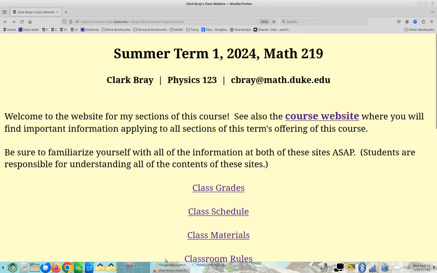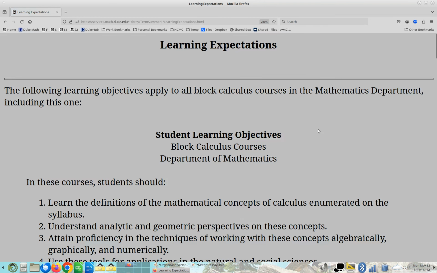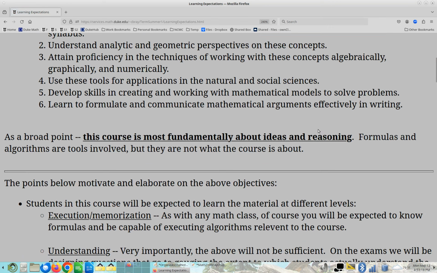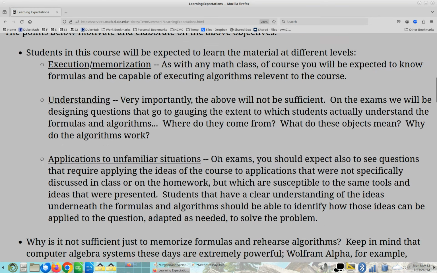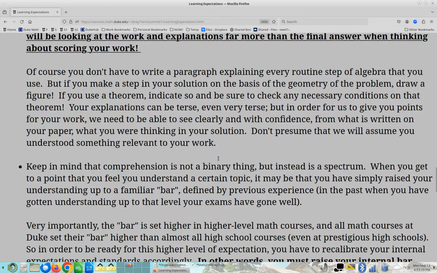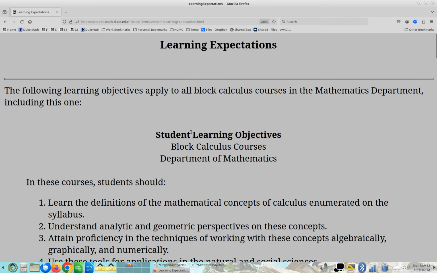And I've got a lot of this written up, by the way. I'm going to go back to the course website. You'll notice over here on the right-hand side, there's a whole section called How to Do Well in This Course. Getting right to the point, right? Notice the first link, Learning Expectations. I've already given you this spiel about how ideas and reasoning are what this course is about, and then there's quite a bit of elaboration down here on that. Please, very important, make sure to read all of this. A lot of really useful ideas in there.